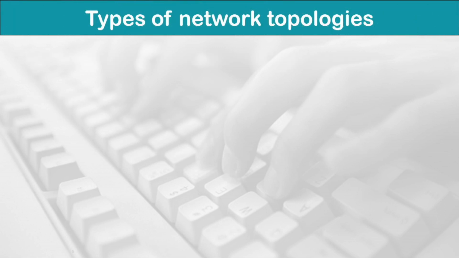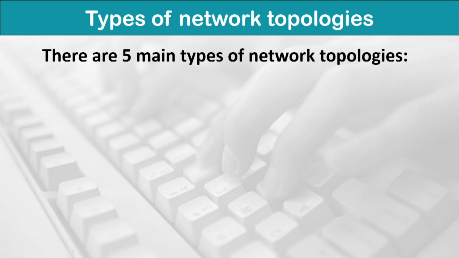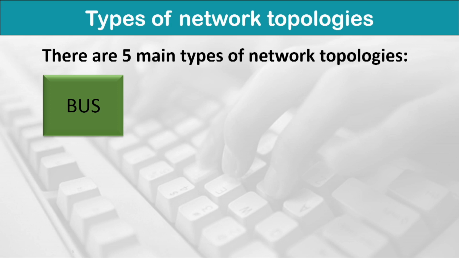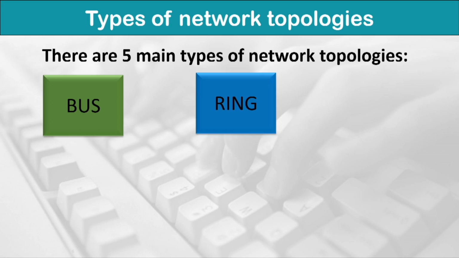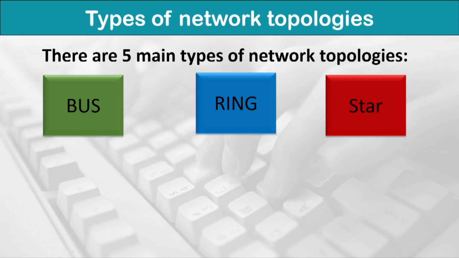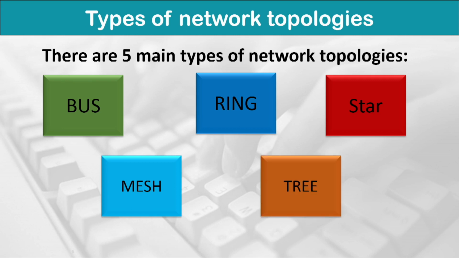Let's now take a look at the different types of network topologies. There are 5 main types of network topologies, namely bus topology, ring topology, star topology, mesh topology, and finally tree topology. There are other network topologies, but for grade 9, only these will be considered.